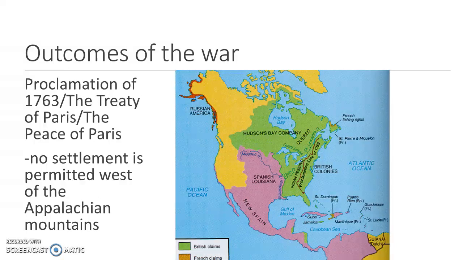So look at your map here. You can see a red line, and on that line, that's a boundary area where no one was permitted to settle. So the boundary line runs along the west of the Appalachian Mountains, and even though that land became British-controlled land, colonists were told not to settle west of that line.